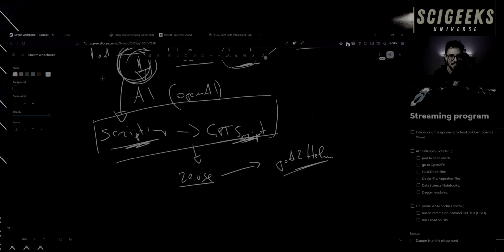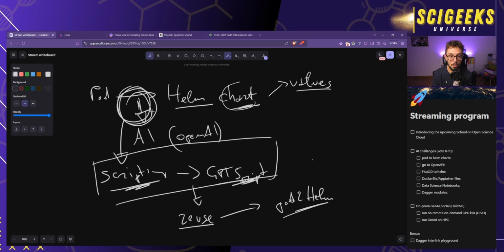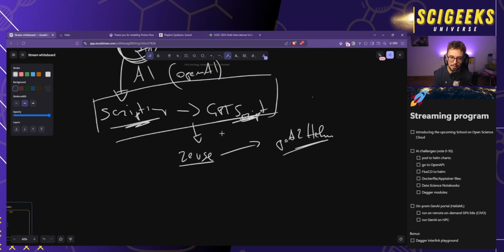This is an extract about automating the creation of a Helm chart starting from a bunch of Kubernetes manifests. Enjoy and comment about your experience with AI for DevOps. You start with a pod, a Helm chart with some values, and then you have OpenAI scripted through GPTScript that allows you to reuse pod and Helm.